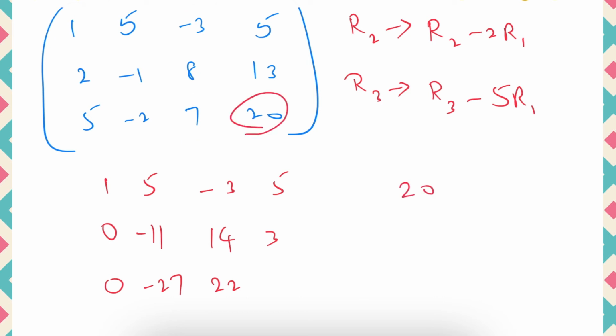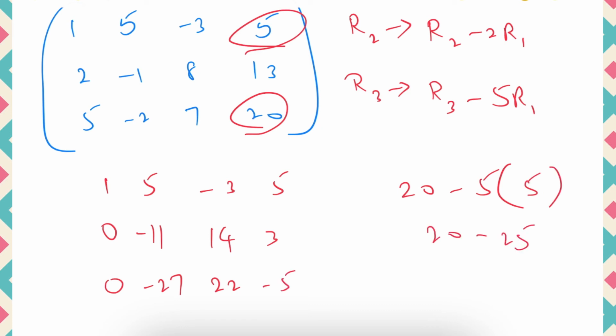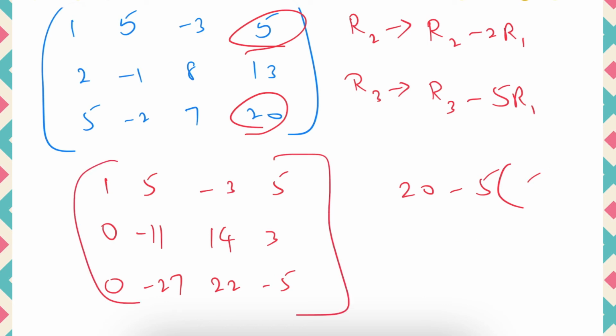20 minus 5 into 5. So 20 minus 5 fives are 25. So 20 minus 25 is minus 5. So after doing all this, in some places I was able to get zeros, but still some places are remaining. For that also we need to do some more modifications, so that we will try to get zeros there also.